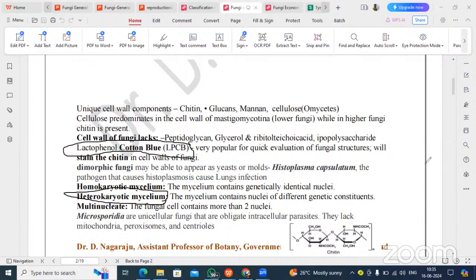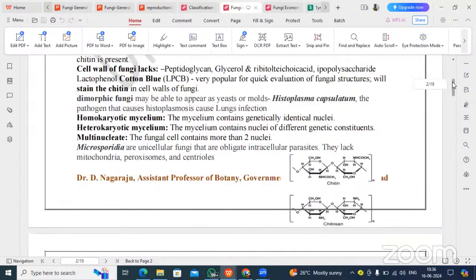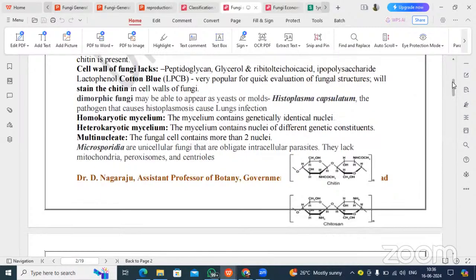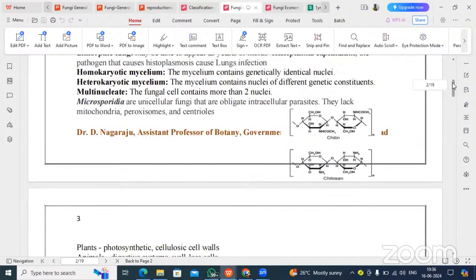Another pair, homothallic and heterothallic, that we will discuss. Here, we stain the fungi with lactophenol. The fungal cell wall is made up of chitin. Usually all plant cell walls are made up of cellulose. In arthropods, the outer layer is made up of chitin. So like animal characters, fungi also have plant characters and animal characters, both.